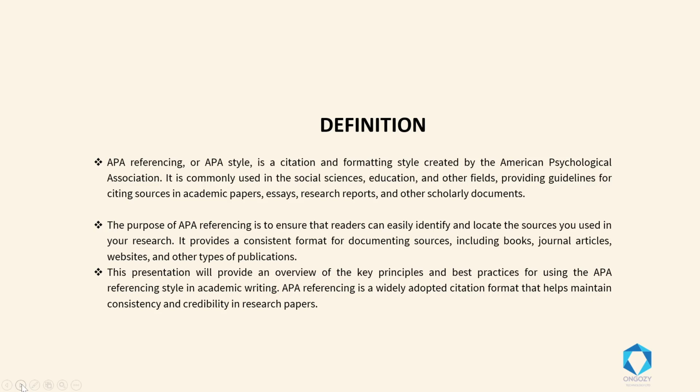So the purpose of APA referencing is to ensure that the readers can easily identify and locate sources that you have used in your research paper. Okay? It provides a consistent format for documenting sources, including books, journal articles, websites, and any other types of publications. So in this presentation, we will be discussing key principles and best practices for APA referencing style in academic writing. APA referencing style is widely adopted and it helps to maintain consistency and credibility in research papers.